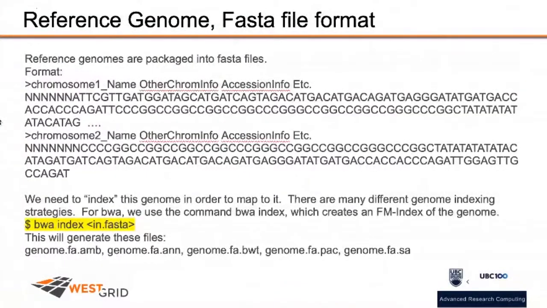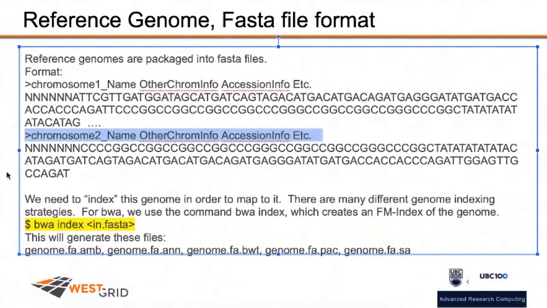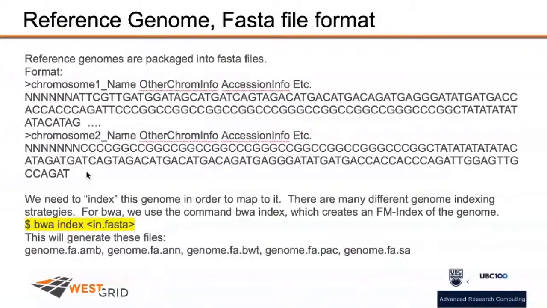So what is a FASTA? A FASTA is just a format that specifies a given chromosome name, some other information, and some accession information on a line that starts with a greater than sign. Then it will have every nucleotide within that reference sequence for that chromosome. When the next chromosome appears, there will be a new header line followed by that same sequence.